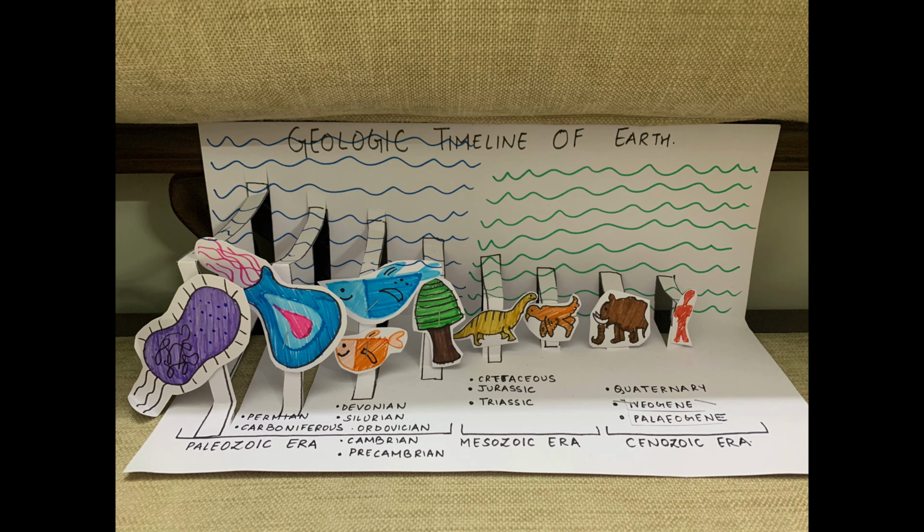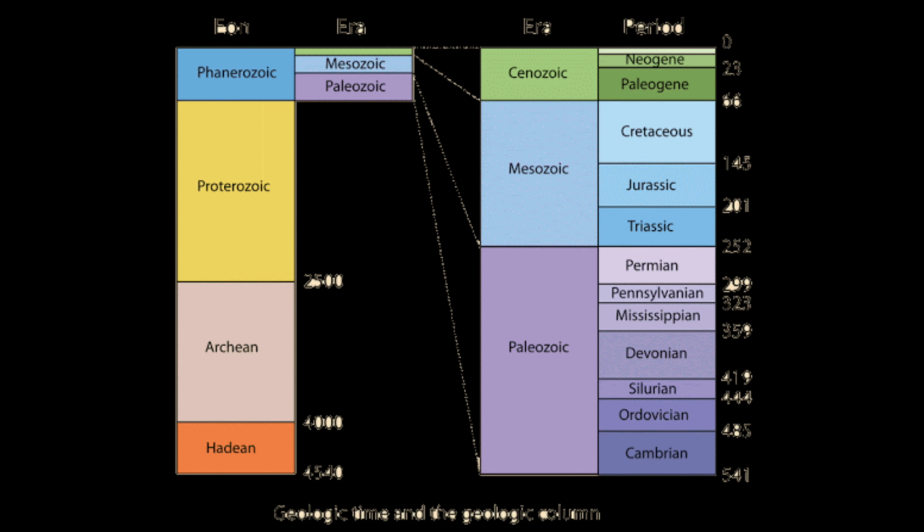Kids, today we are going to learn about Earth's geological timeline. This timeline is about how life on Earth started. To understand this, we first need to know that the timeline is divided into eons. Those eons are further divided into eras, and eras are divided into periods.